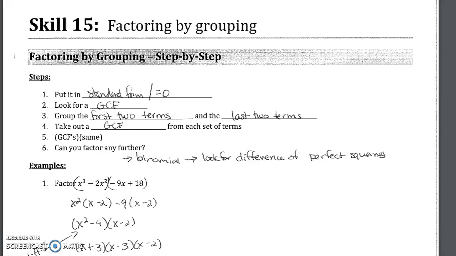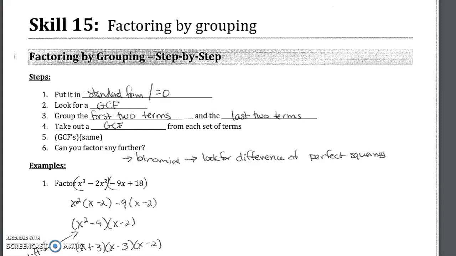Number 2, look for a GCF. Taking out a GCF always makes all of your terms smaller, they have fewer factors, and so it'll make the work easier. If you don't take out a GCF at the beginning, you will have to take out a GCF at the end, but there will always be a point in time where you have to take out a GCF.